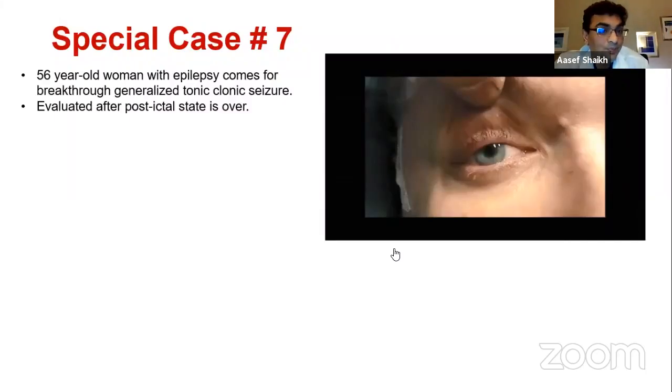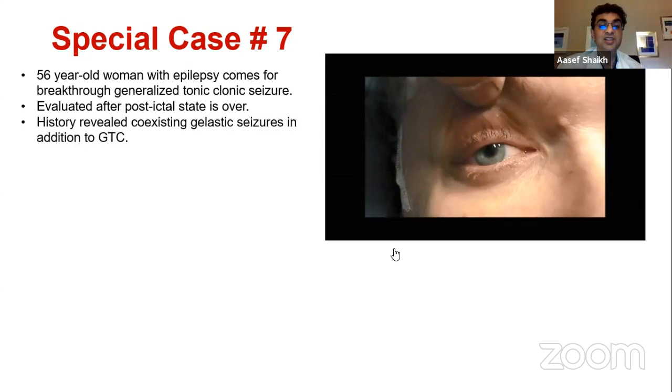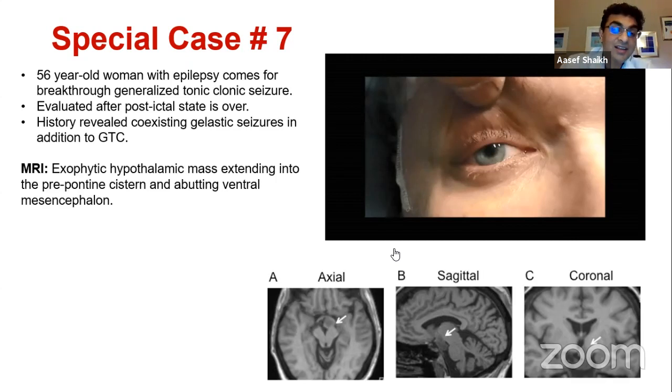When I was talking to her, I also found out that she has coexisting gelastic seizures in addition to generalized tonic-clonic seizures. So she has these laughing spells. When we took a look at her MRI, she had an exophytic hypothalamic mass, which was extending to the prepontine cistern, abutting the ventral mesencephalon on the left side.